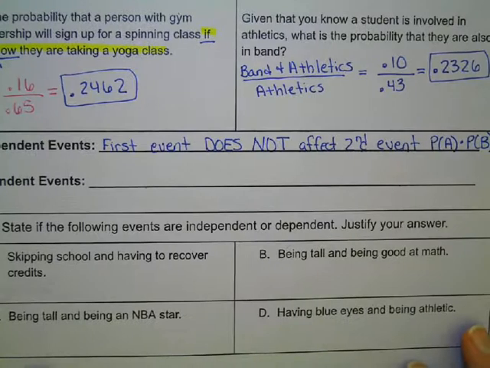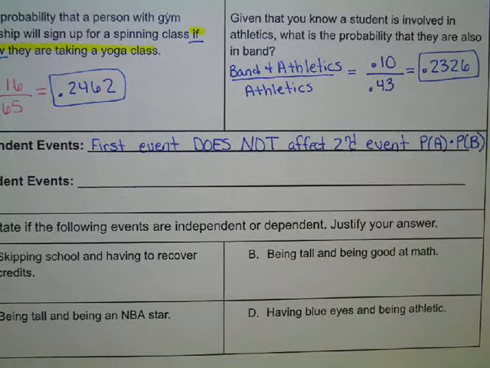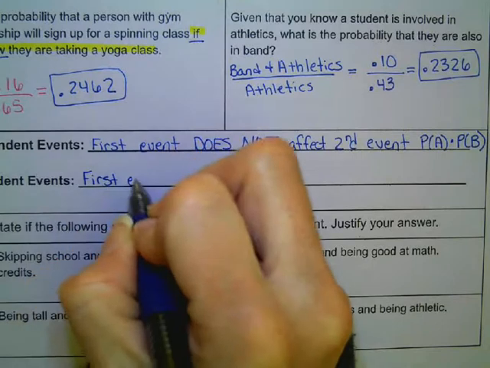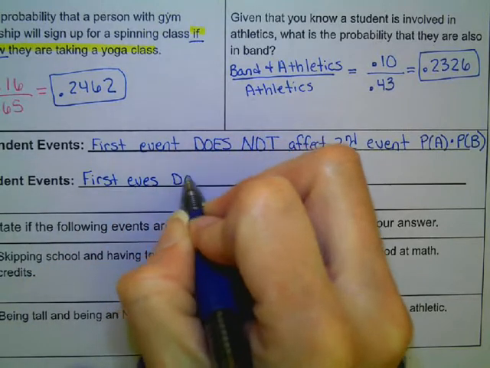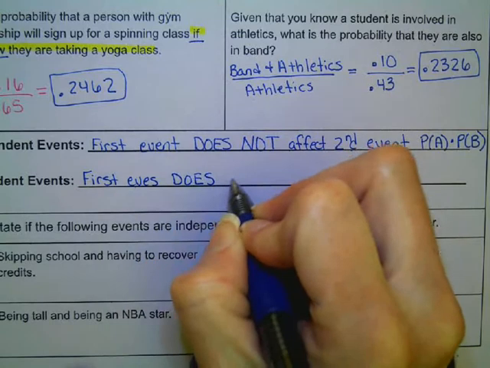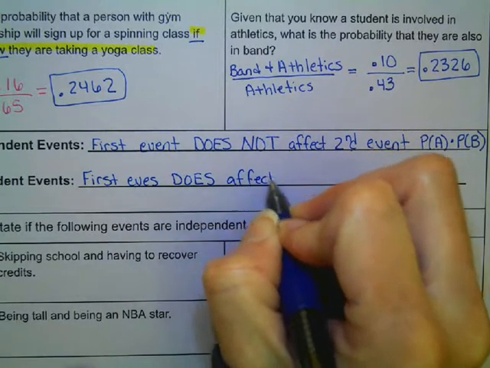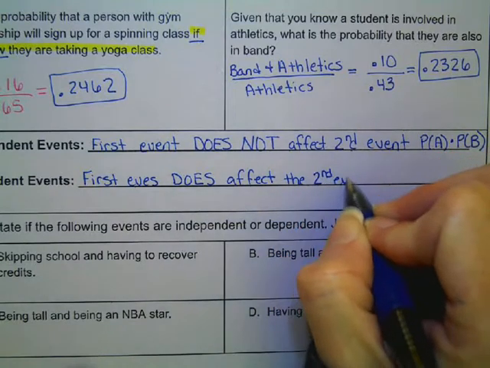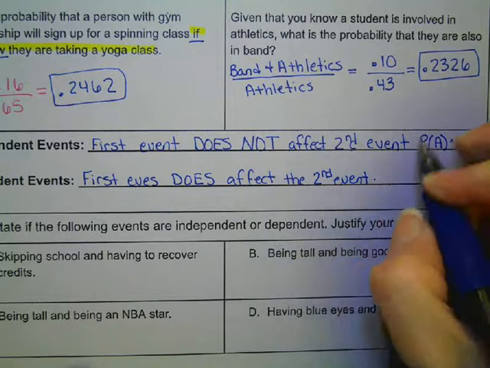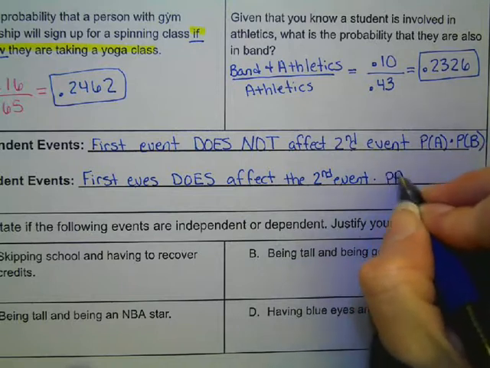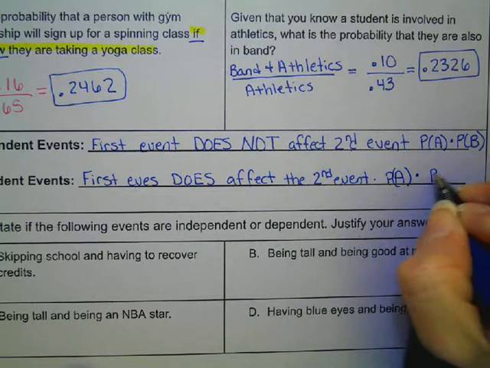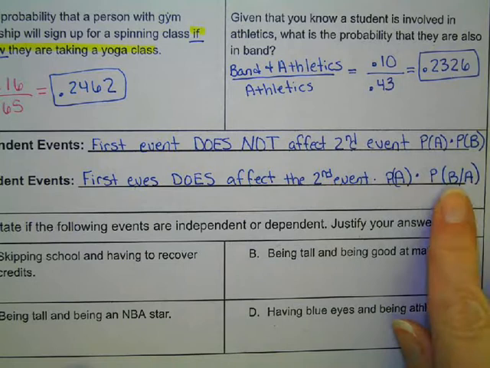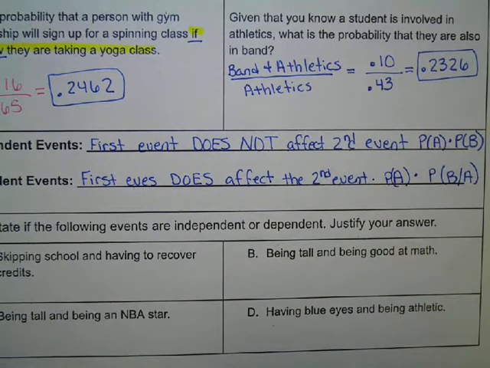Next one's called dependent. This one, the first event does affect the second event. So they show it as the probability of A times the probability of what we just did, B given A, which means the probability of B given A has already happened. So you can kind of see how that relates to what we just did.